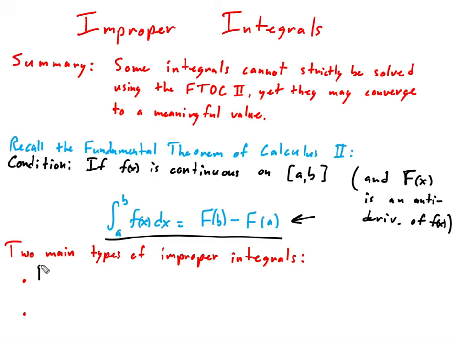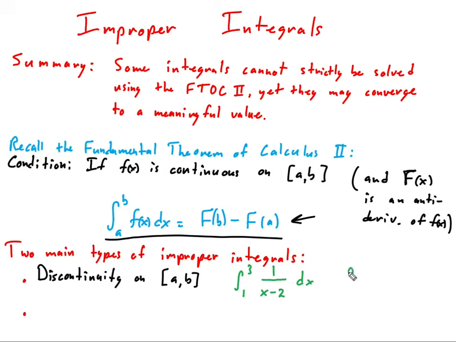The first main type is when we have a discontinuity on the closed interval. In this case, the condition of the fundamental theorem of calculus would not be satisfied. Here's an example of such an integral. If we have the integral from 1 to 3 of 1 divided by x minus 2, this function is undefined when x equals 2, so it is not continuous over the interval from 1 to 3.